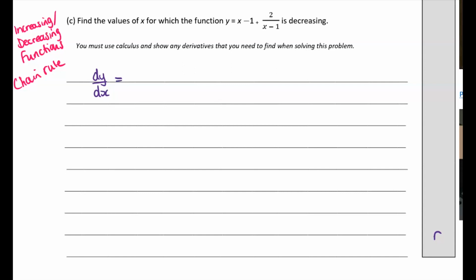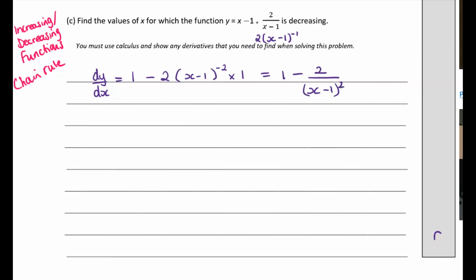So dy by dx is equal to, if we differentiate x, we get 1, minus 1 goes away, and then we need to differentiate 2x to the minus 1. Think about that as being 2x minus 1 to the minus 1, and then apply the chain rule to that. So this would be minus 2, reduce the power by 1, leave the inside alone, times it by the derivative of the inside, which is just 1. So this becomes 1 minus 2 over x minus 1 squared.